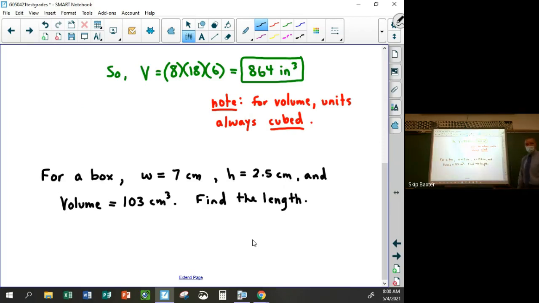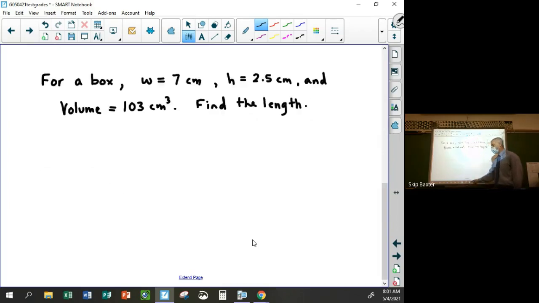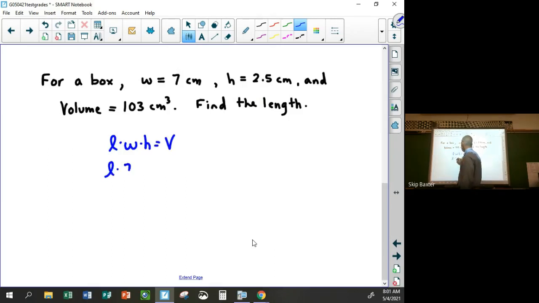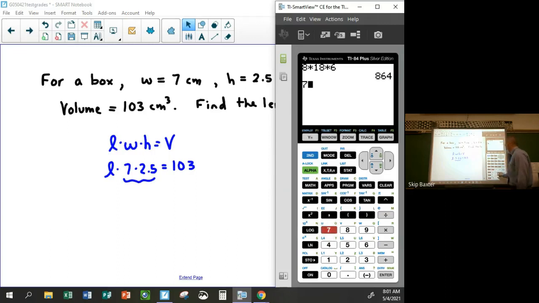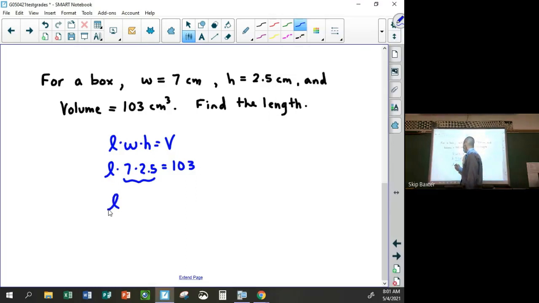So that's no big deal. You're just going to solve a different equation, an equation in which the variable's in a different spot. So this equation would be length times width times height equals volume. So this is length times 7 times 2.5 equals 103. So if I multiply 7 times 2.5, I get 17.5 equals 103, and then just divide by 17.5.